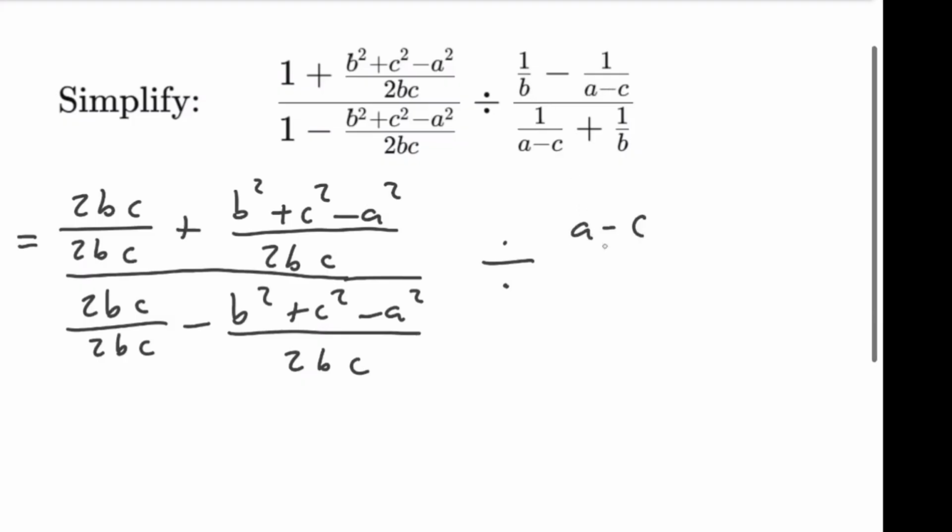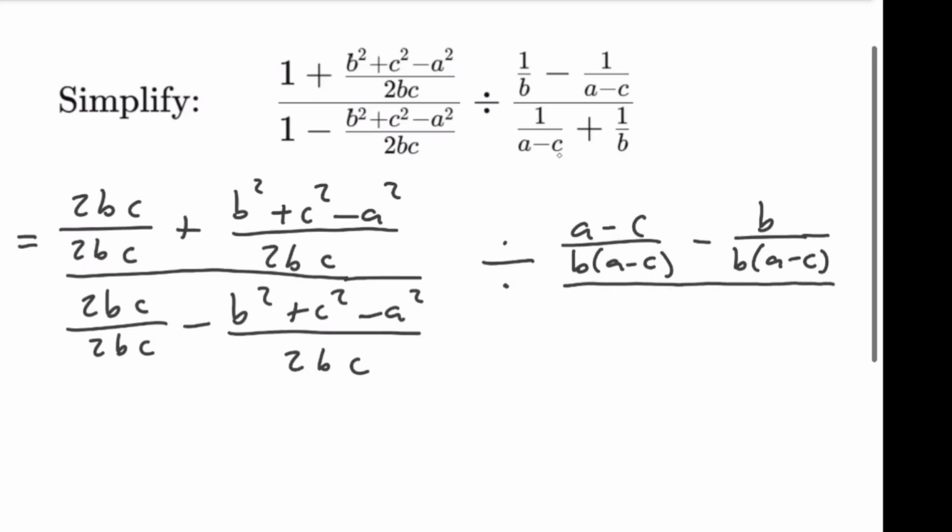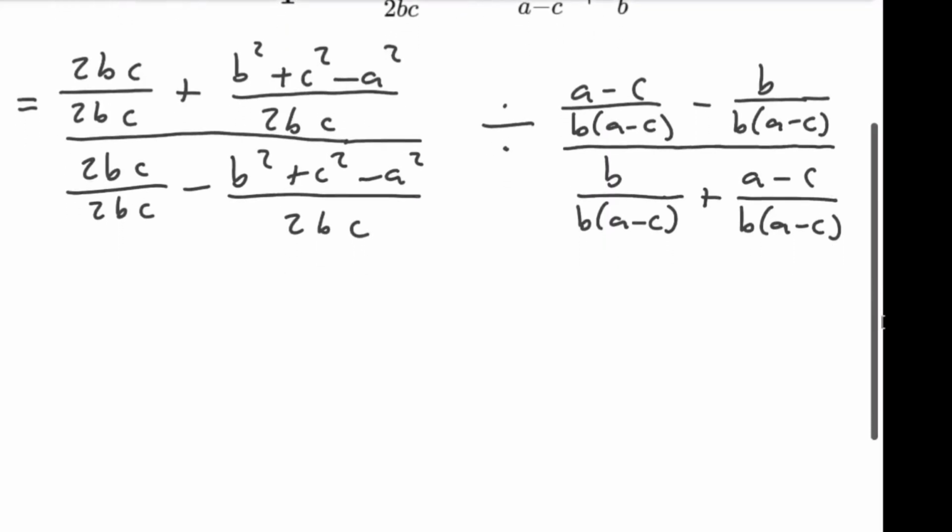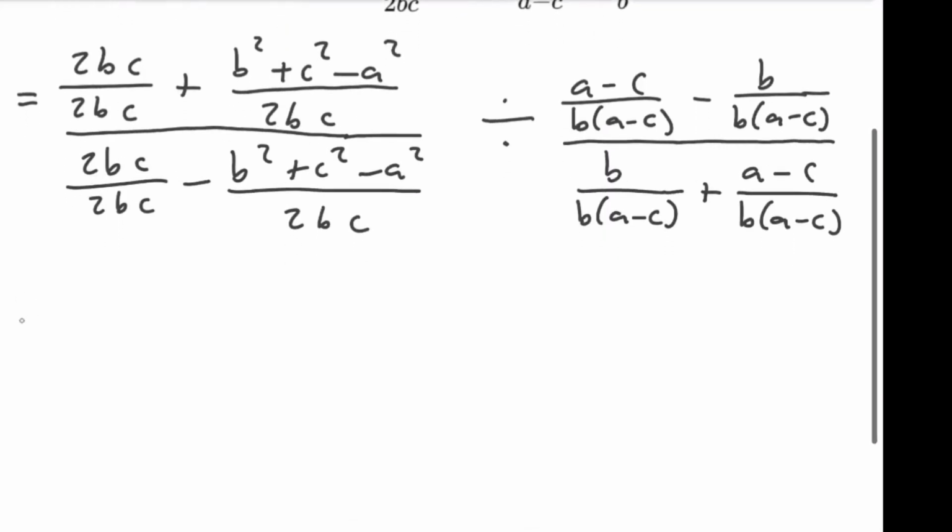So we'll have a minus c over b times a minus c, minus, and then top and bottom here by b, so this will be b over b times a minus c. And that's going to be over top and bottom here by b. So this will be b over b times a minus c. And then plus top and bottom here by a minus c over b times a minus c. Okay, so now since we have common denominators, we can combine everything.